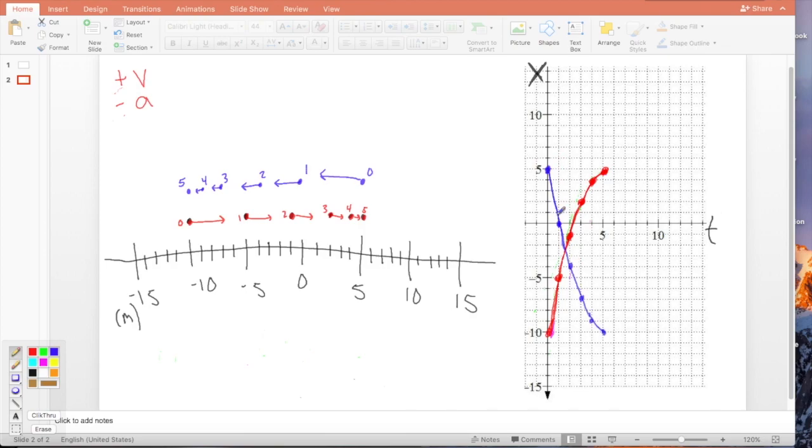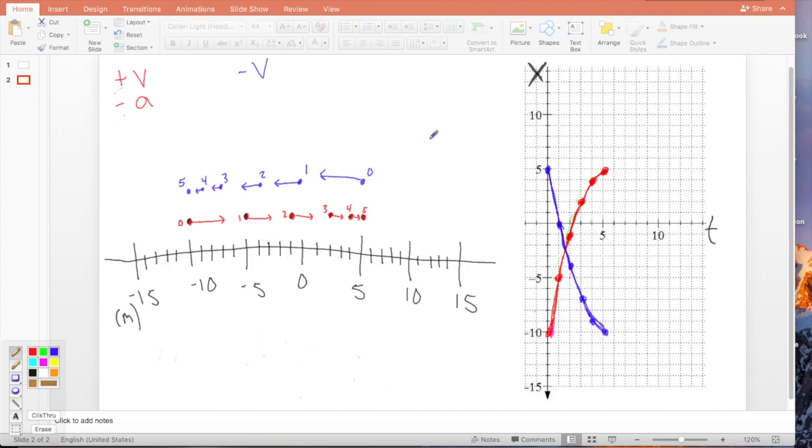Several things to notice about this compared to the red object. The red object is moving up and to the right. That's a positive velocity. The object is moving to the right. This object is going down. And so it's going to have a negative velocity. This slope is negative everywhere. The position is decreasing. The position is going down. The position is decreasing as time goes on. Negative slope. What about the acceleration?